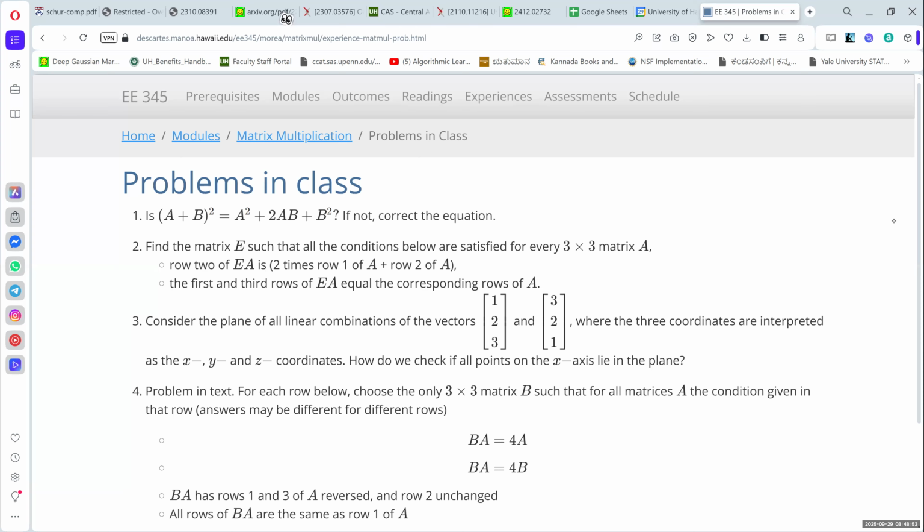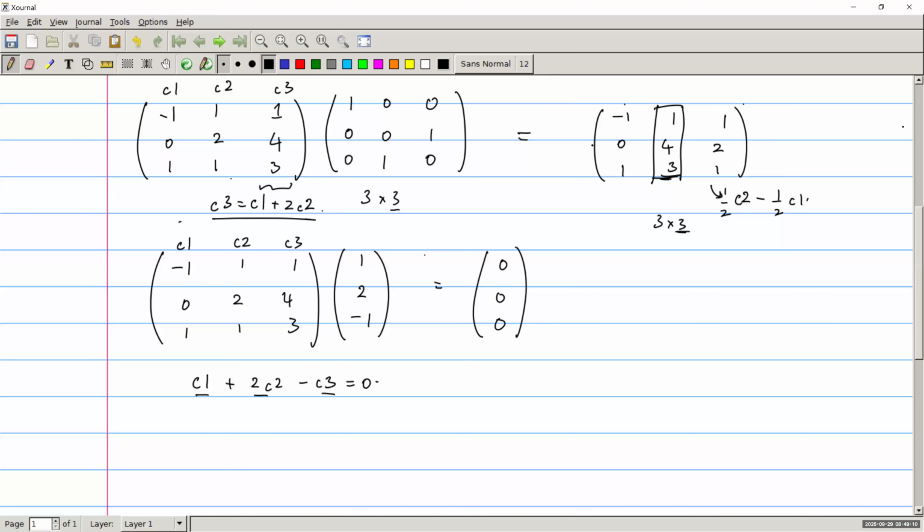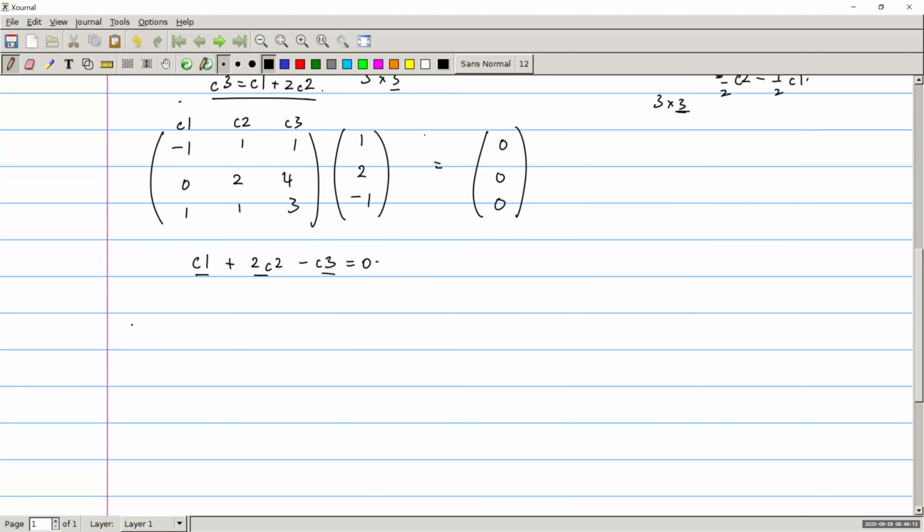So let's look at the first problem. Is this correct? When you have numbers, if A and B were numbers, this would obviously be correct. What if A and B are not numbers? What if they're matrices? So you have A plus B squared, right? And A plus B squared just means A plus B multiplied by itself. When you multiply these two matrices out, what should you get?